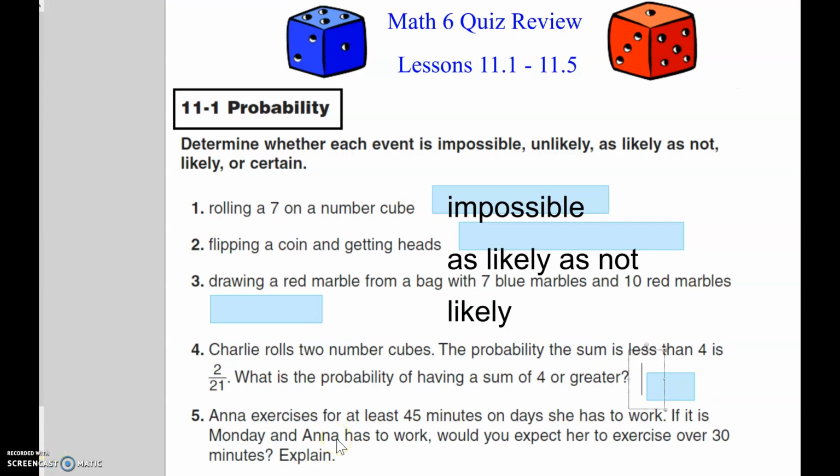Okay, so there's more red than blue, so that would be likely. But it's not only red. Next one is talking about the complement.